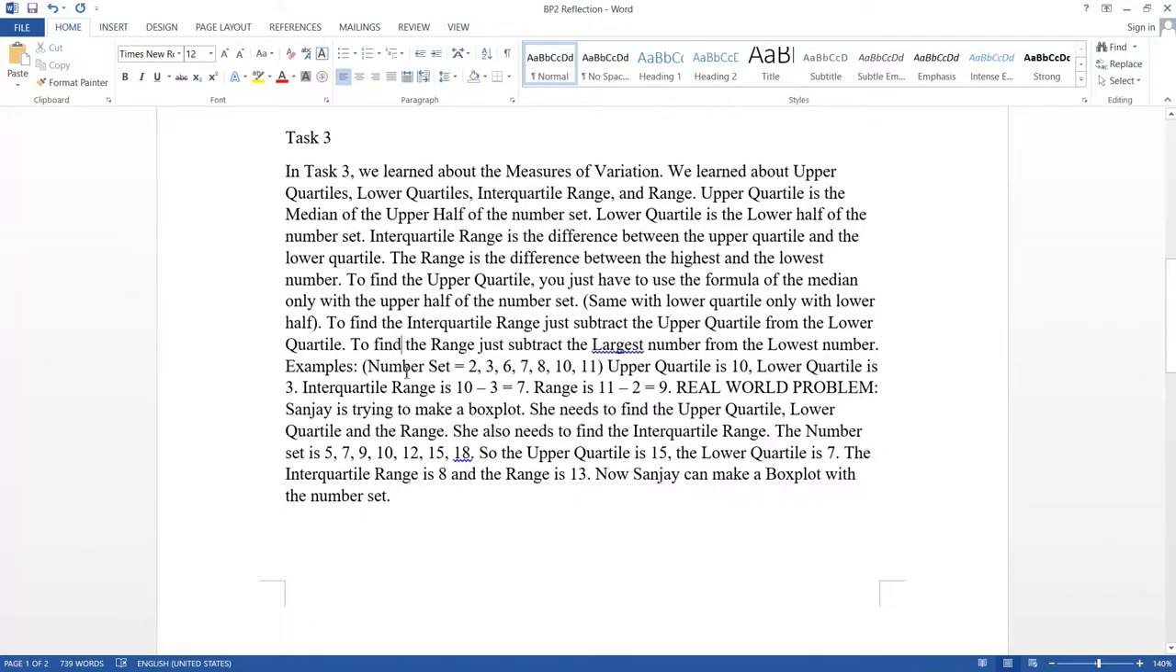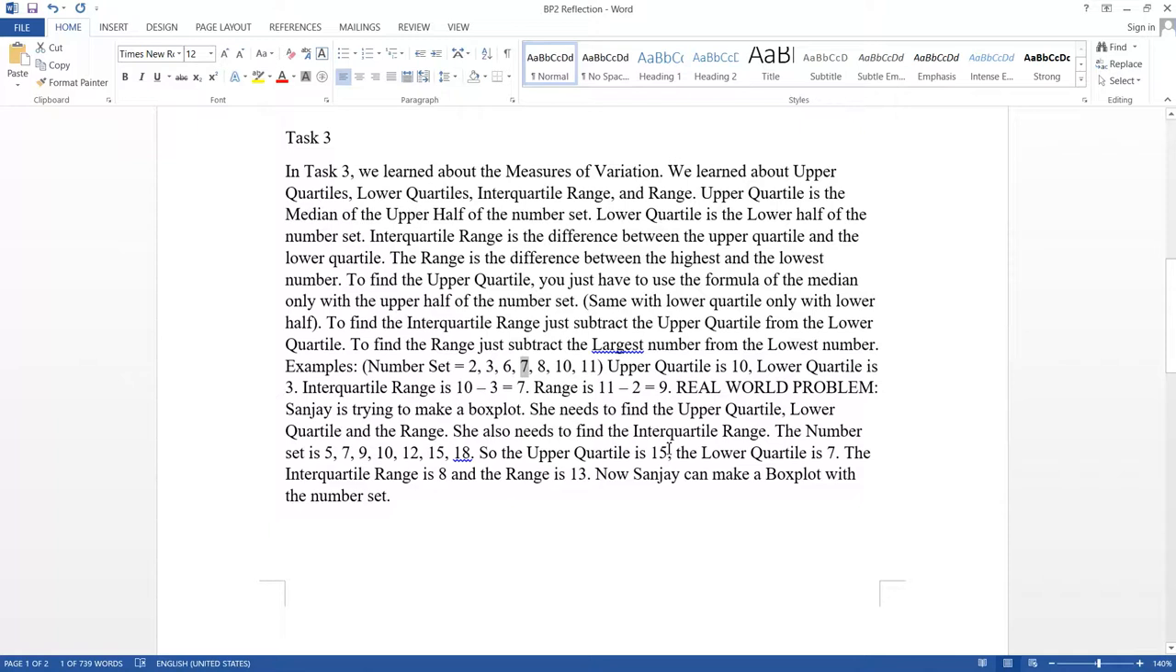So this is the number set: 2, 3, 6, 7, 8, 10, 11. Upper quartile is 10, here in the middle. Lower quartile is 3, it's below 7 and is in the middle, and the upper quartile is above 7 and is 10. The interquartile range is 10 minus 3, which equals 7, and the range is 11 minus 2, which equals 9.